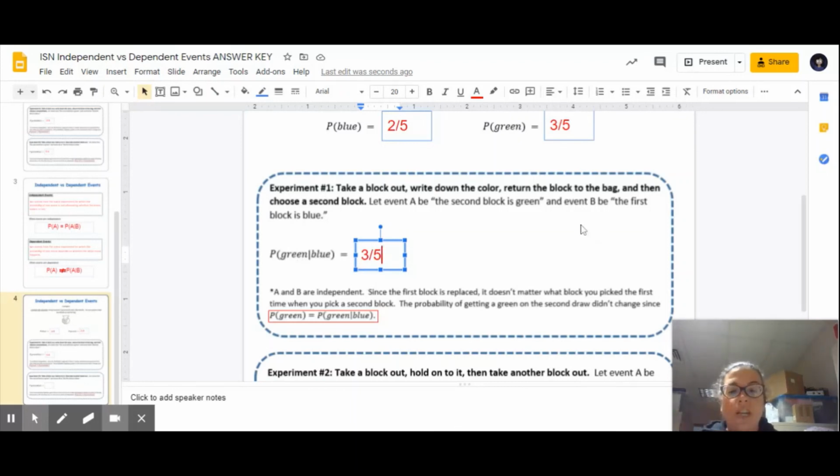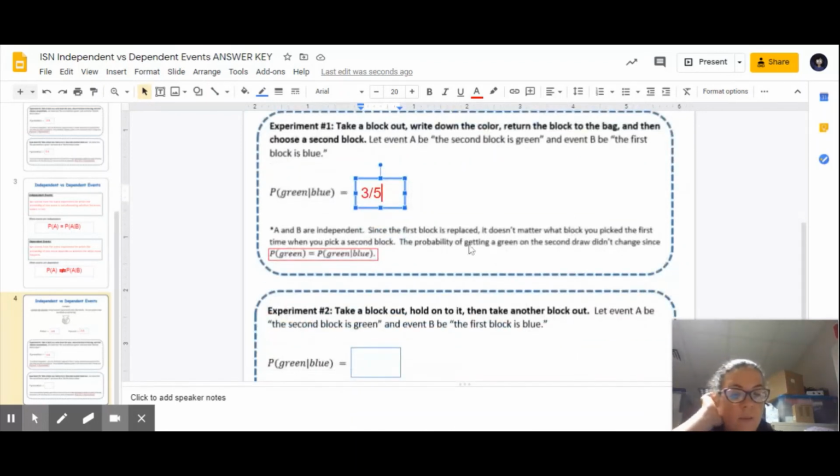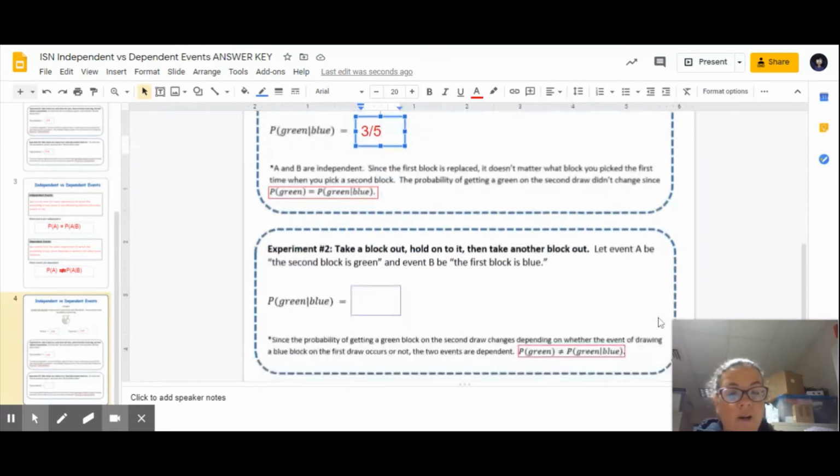Okay. When I change the experiment now to this experiment 2, take a block out, hold on to it, and then take another block out, what's happening is I take a block out. It says the first block is blue. I'm going to pull a blue block out. I'm going to be left with only 4 blocks in there. So out of those 4 blocks, I have 2 blue and 2 green. So the probability of getting a green now is 2 out of 4.